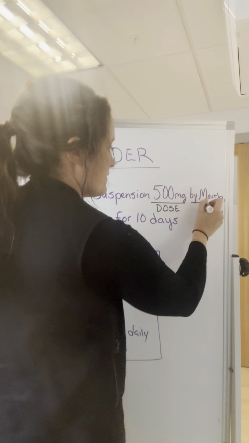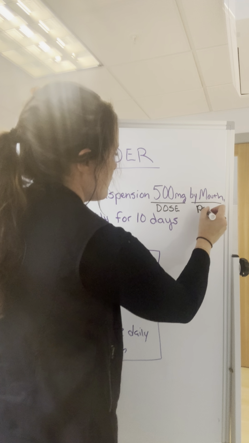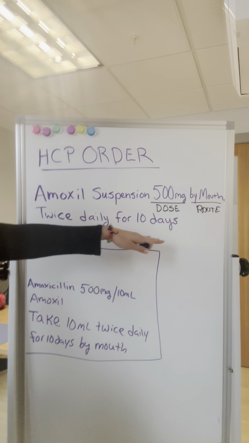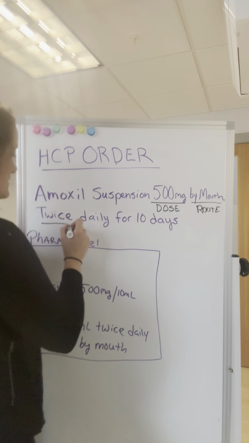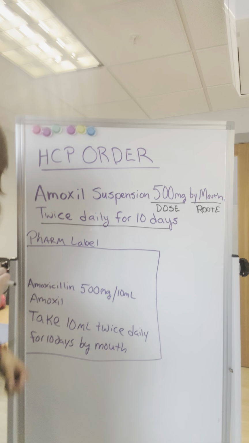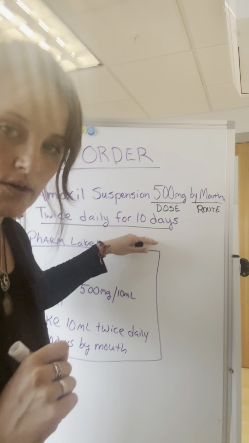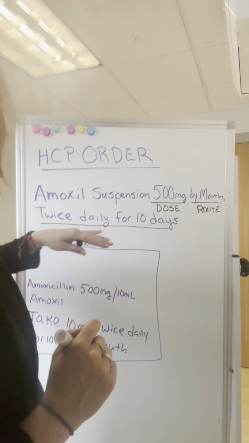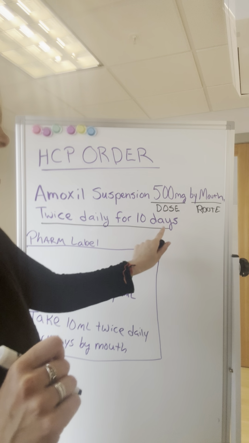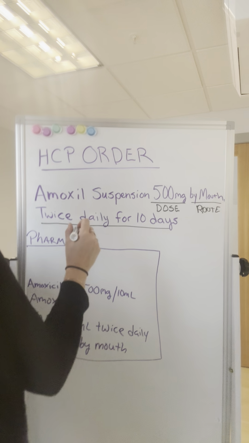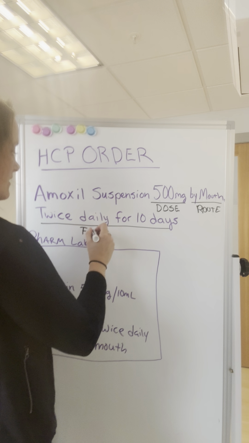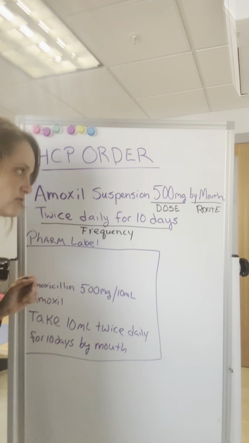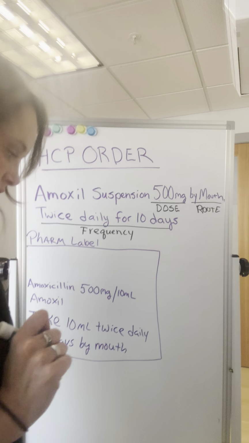This by mouth here, that's our route. That is how the medication enters the body. And then twice daily for 10 days is our frequency. I want you to know that for 10 days is part of your frequency. If you leave this out in transcription, it's incorrect. You need to have twice daily for 10 days when you are writing that out. So this is our frequency. Just a reminder about frequency is that frequency does not change our dose, strength, and amount.